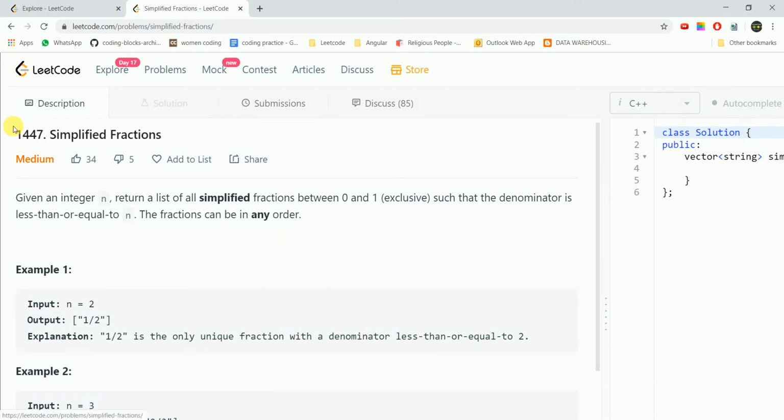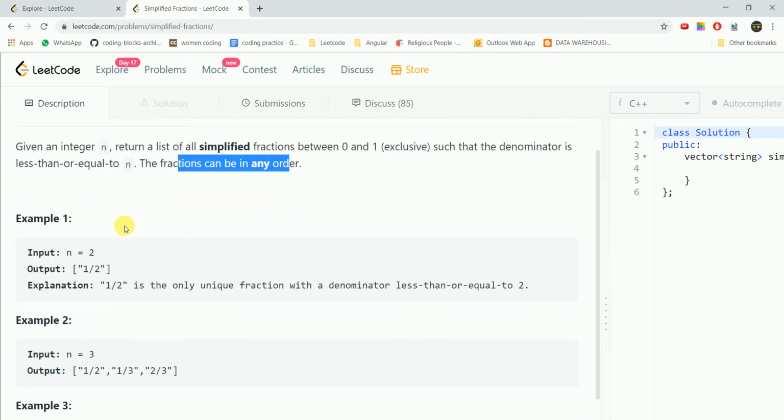Hi guys, so today we are going to do the question Simplified Fractions. Given integer n, return a list of simplified fractions between 0 and 1 inclusive such that the denominator is less than or equal to n. The fractions can be in any order.